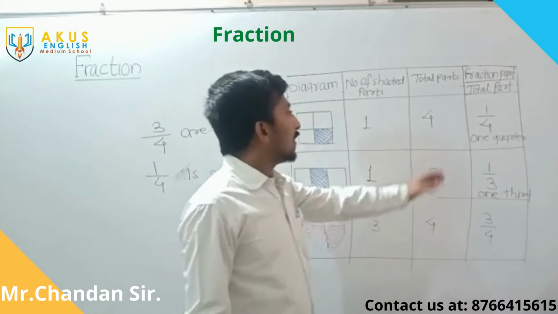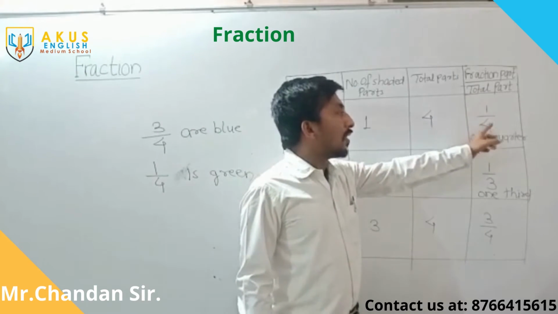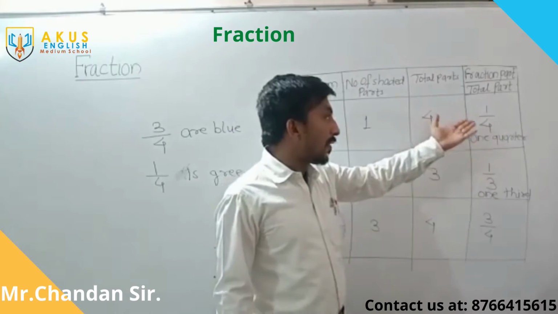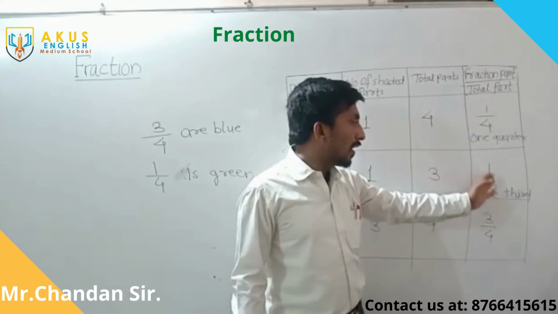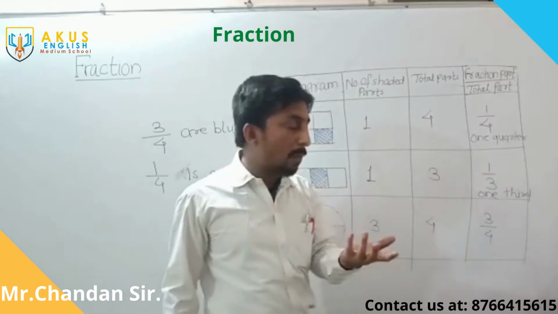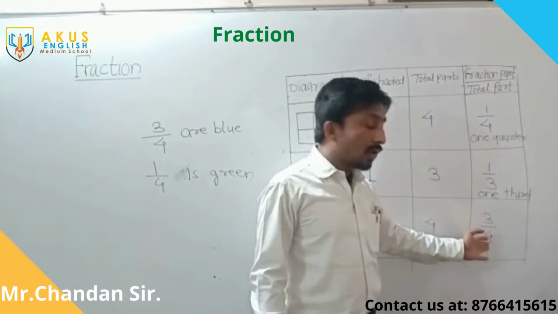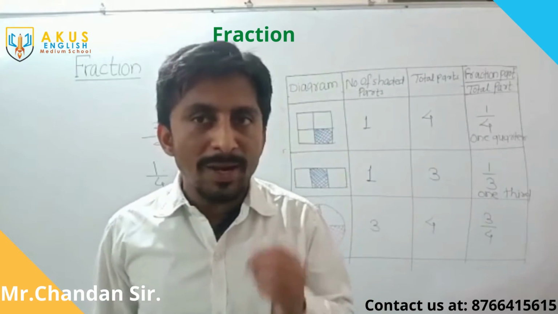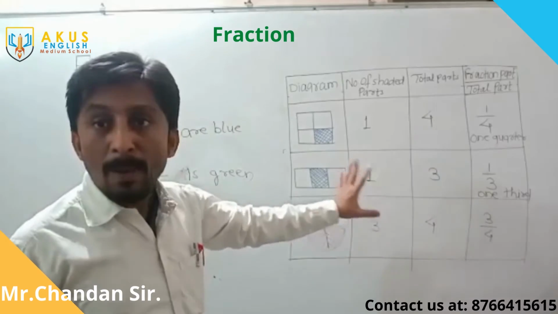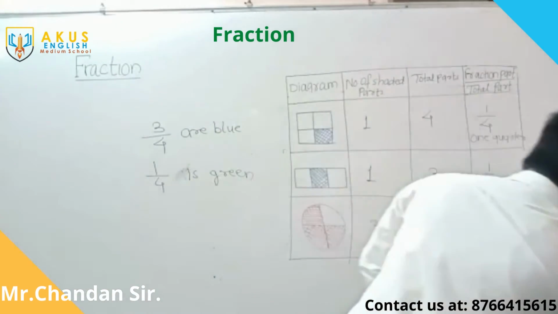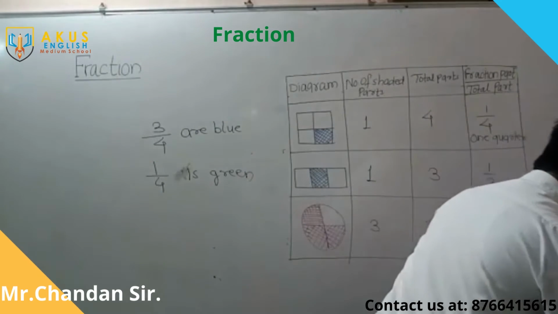So here you can see 1 upon 4, 1 is the numerator which is less than the denominator. So this is a proper fraction. 1 upon 3, again the numerator is less than the denominator. This is also a proper fraction. 3 upon 4, again 3 is less than 4. So this is also a proper fraction. Okay, so I will write here proper fraction. You can write along with me.